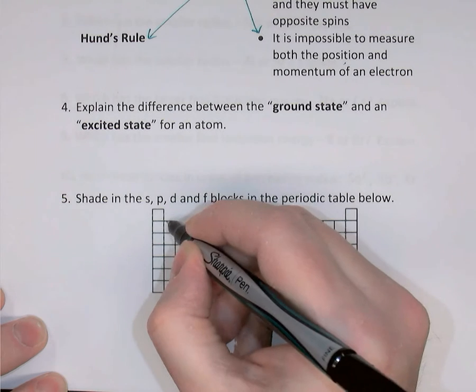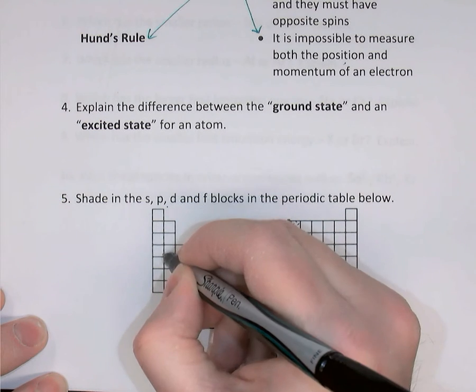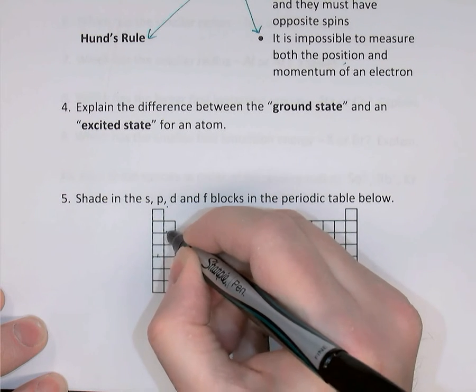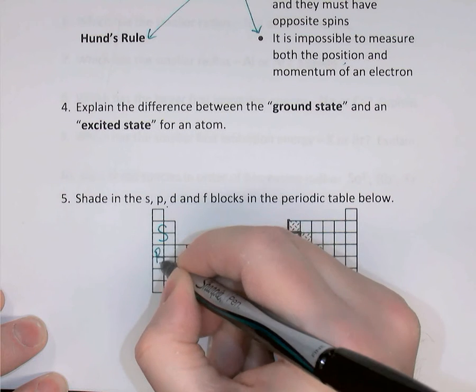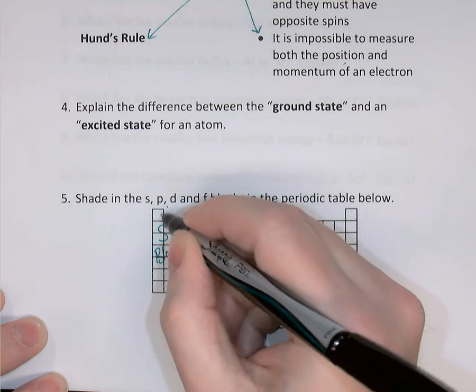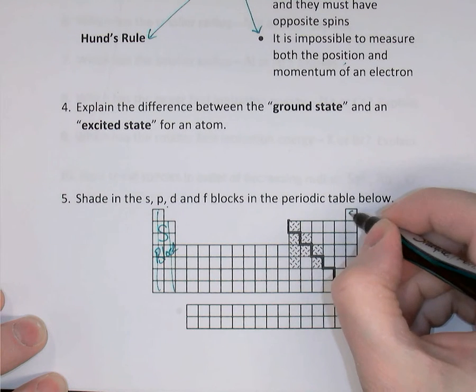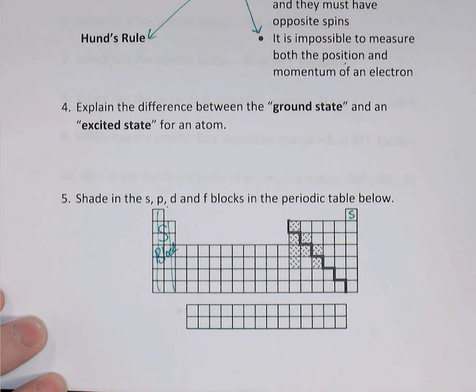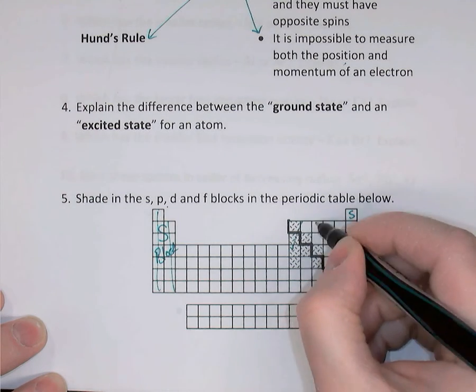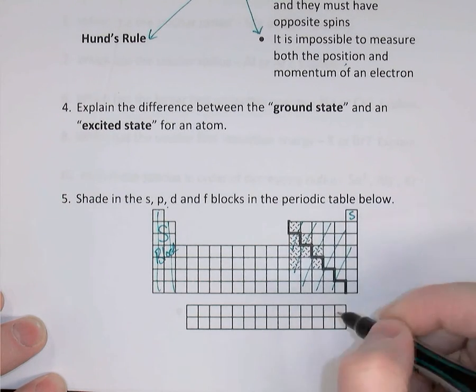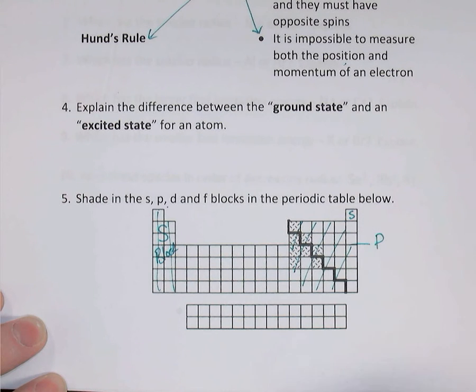Right, so the S block is the first 2 columns. So this is the S block here. First 2 columns of the table, including helium. Helium over there is part of the S block. The P block is this section over here, these 6 columns. That's the P block of the periodic table.